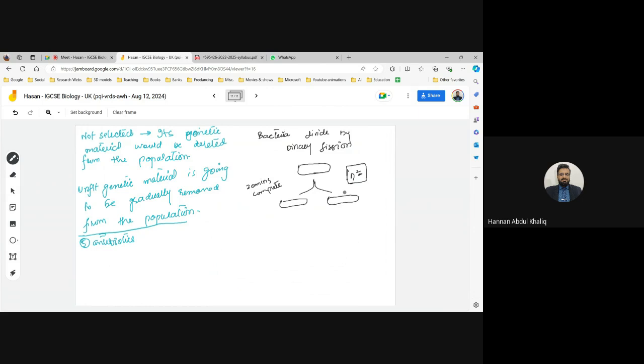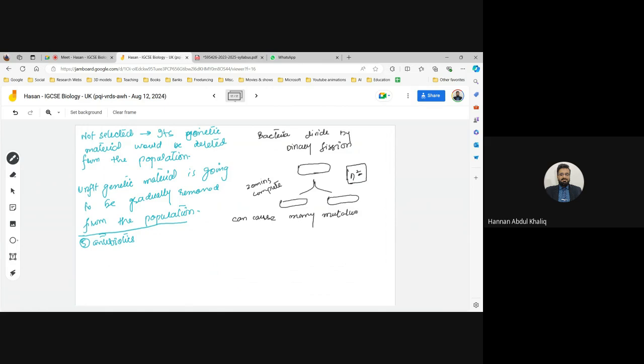Now, this is an extremely high rate of reproduction, and it can and does cause many mutations.